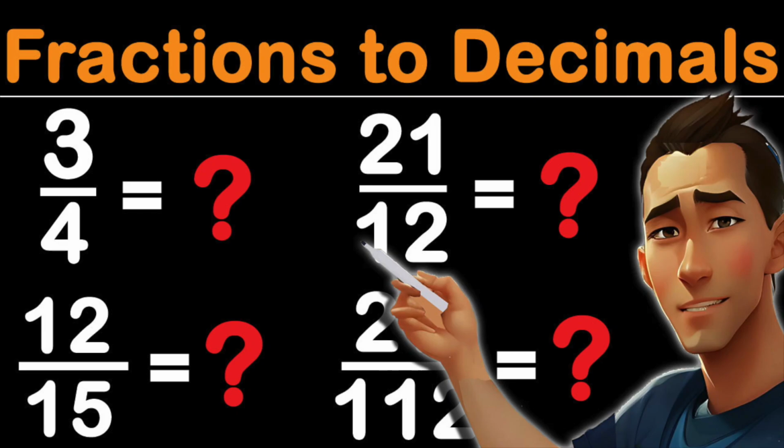In this video, I'll be going over how to convert fractions to decimals. In order to convert fractions to decimals, what you want to do is divide the numerator by the denominator and round if needed. Here is an example.